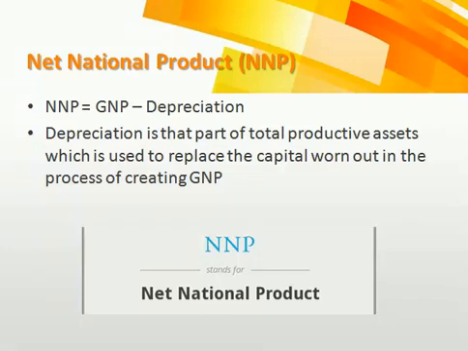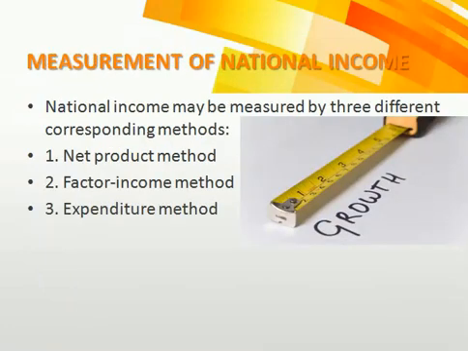there is in-depth analysis of how to calculate this national income. We are going to see this. Measurement of national income. National income may be measured in three different corresponding methods: net product method, factor income method, and expenditure method. In these three methods, all the above three components are included somehow.